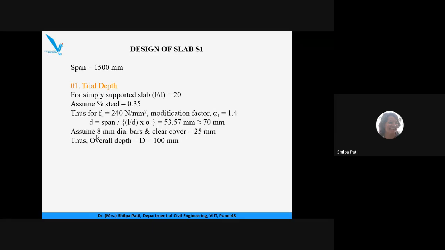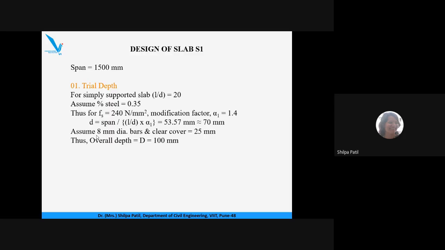So I have to assume the diameter maybe 6 mm, 8 mm, 10 mm, maximum 12 mm. If you assume, I don't think that the 12 mm diameter will be required here, because the depth of the slab required itself is around 55 mm. So we have to go to the lesser diameter of the steel. So I have adopted here 8 mm diameter bars.